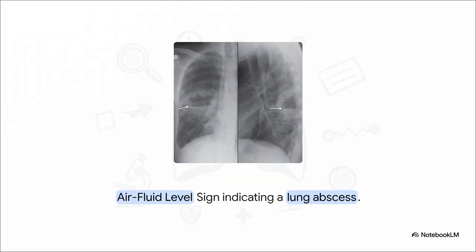See that clear, flat, horizontal line right in the middle of the cavity? That's your air fluid level sign. And because it has an equal length on orthogonal views, meaning it looks exactly the same whether you're looking at a posterior, anterior, or lateral chest x-ray, it strongly indicates a spherical lung abscess. This is a massive clue. It screams severe necrotizing infection, often pointing the finger straight at Staphylococcus aureus or anaerobic bacteria.